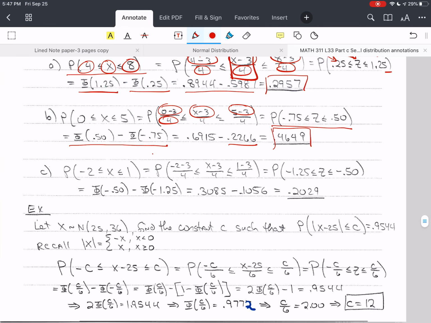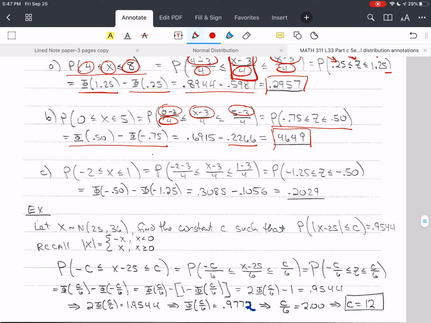Now I'm going to go to a little more complex case for most people. I want to find this constant c such that the probability that the absolute value of X minus 25 is less than or equal to c is 0.9544. I'm going to use the definition of the absolute value: the absolute value of x is negative x if x is negative, and positive x if x is positive. That's one way to say it, to make it easy to remember, I hope.